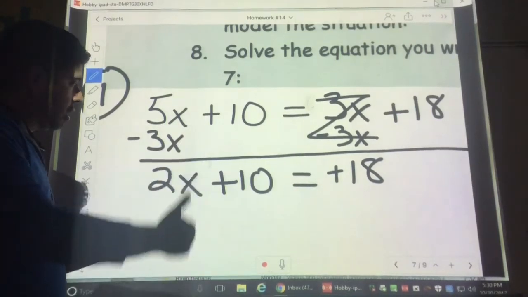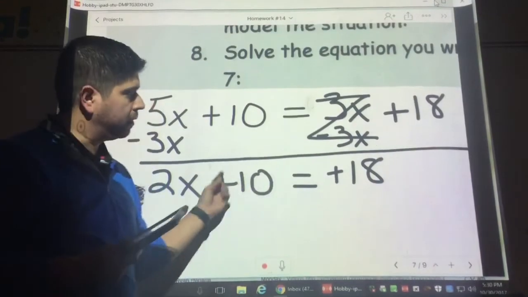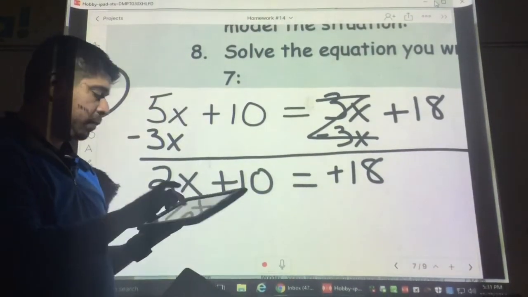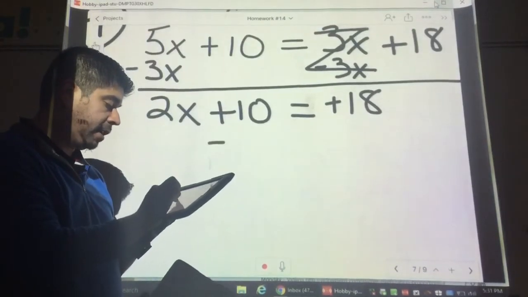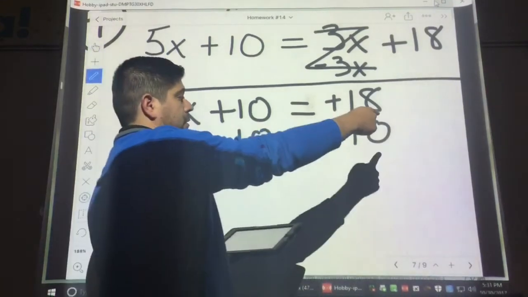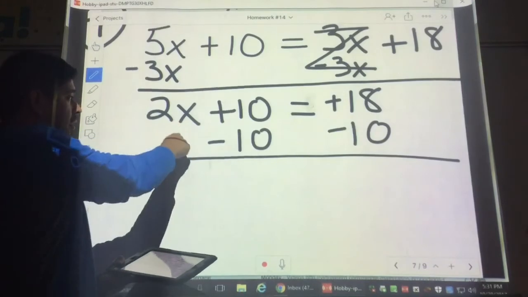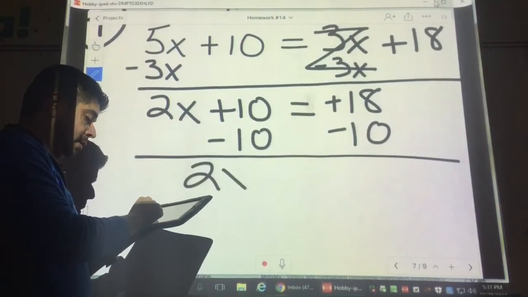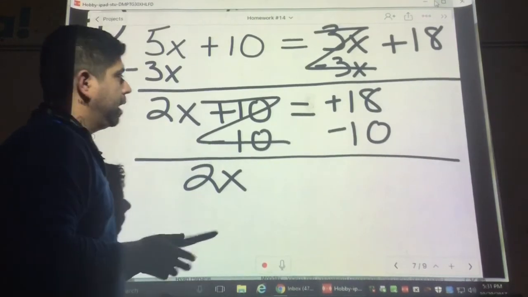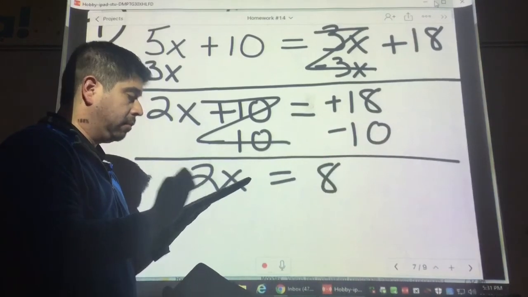So now I'm a little bit shorter. I have my variables over here. So this plus 10, I need to find the inverse of it to bring it over here so I can get rid of it on this side. So the inverse of plus 10 is minus 10. And I bring it to this other side too. Draw my line. Bring down 2x. This is going to zero out. And then 18 minus 10 is what's left on the other side of this equal sign, which is 8.